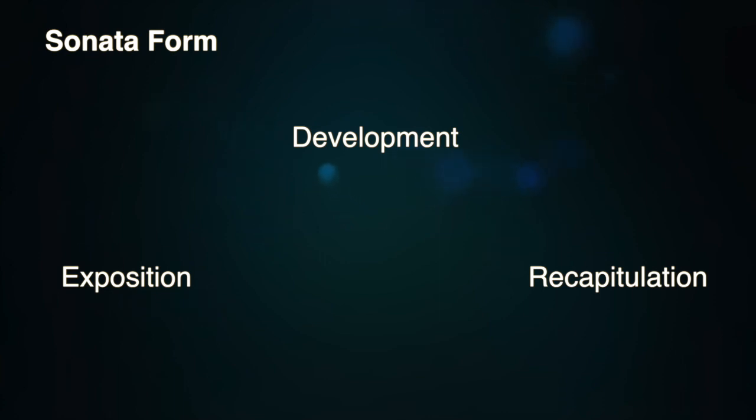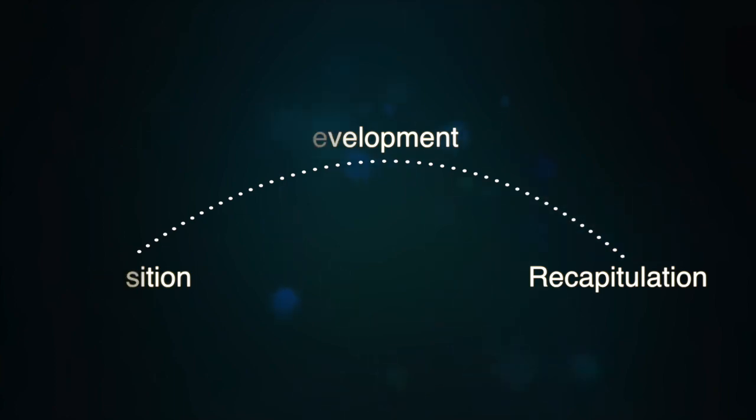Remember, the classical era is all about symmetry and balance, and sonata form is a great example of this. Notice how the three sections form a symmetrical arch. So let's take a closer look at the structure of this set work. The first thing to note here is that there's no introduction.